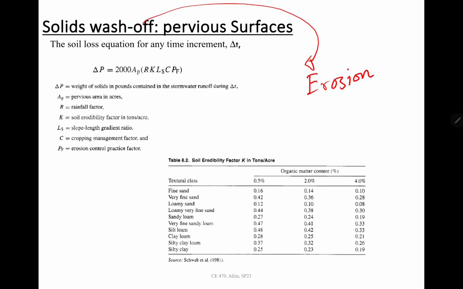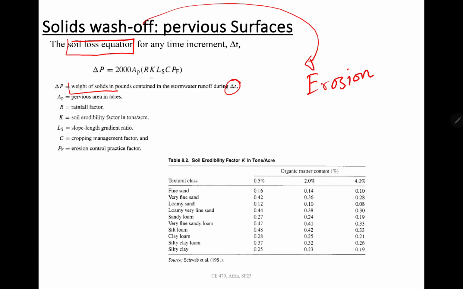fixed or strong, immovable surface. That is actually a movable surface. So whenever there is a rainfall, there will be some sort of erosion if there is no cover or something like that. So basically when we try to find solids washoff, that is actually the soil loss equation. And this delta P is the weight of the solids in pounds contained in the stormwater runoff during delta T.